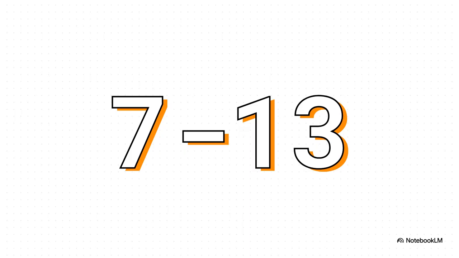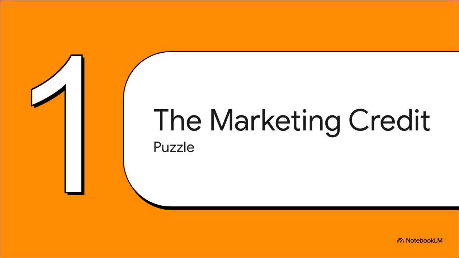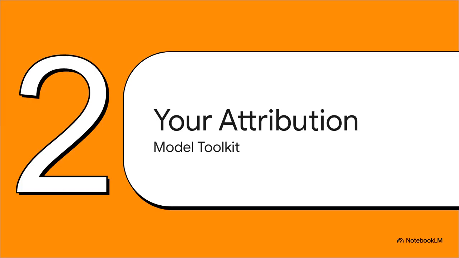It gets complicated fast. And all that complexity creates this huge puzzle, what we'll call the marketing credit puzzle. Because with all those different touch points, if you just give all the credit to the very last thing someone clicked, well, you're getting a really warped, inaccurate picture of what's working. And let's be honest, making big decisions based on bad data, that's just a fast track to wasting your ad spend.